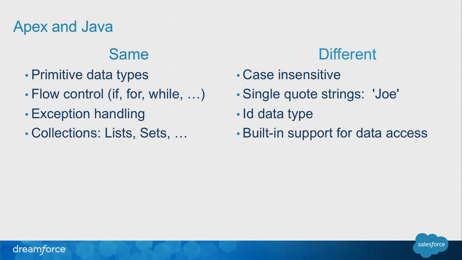For those of you who are familiar with Java, what's the same is that you have primitive data types, like integer, decimal, string. It has a lot of the primitive data types, the same as Java does. Character, for example. It has flow control, of course, because it's a programming language. So you can do if statements, for statements, while statements.